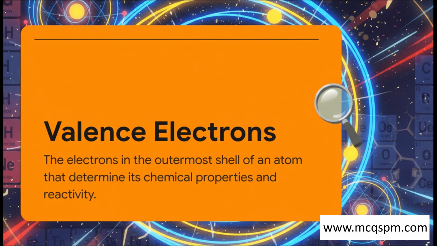Okay, so what in the world are valence electrons? Well, to put it simply, they're the electrons buzzing around in the very outermost shell of an atom. You can think of them as the atom's social butterflies. They're the ones that go out and interact with other atoms. They basically decide everything, how an element behaves, what it reacts with. Their whole goal in life is to get a full, stable outer shell, just like the super chill noble gases.